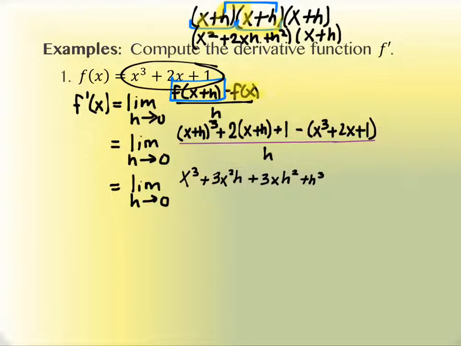That's not all I had. I mean, that's this piece only, right? That's all I did was just write that piece only. The other pieces are easier, though. The 2 times x plus h, what does that look like? Thank you. 2x plus 2h. And then I have that plus 1, right? If you would like to distribute the negative, you can. I'm going to leave mine as minus whatever comes next, and I'll explain why in just a second.